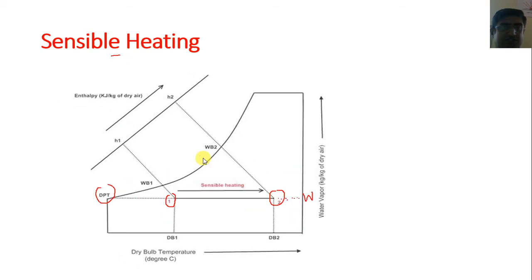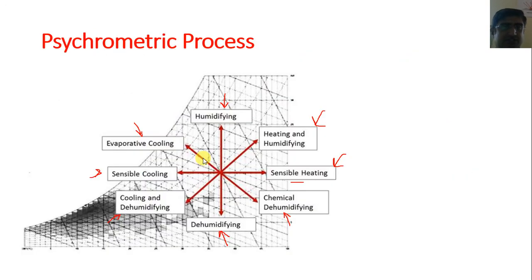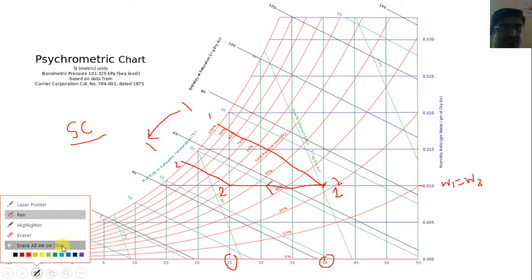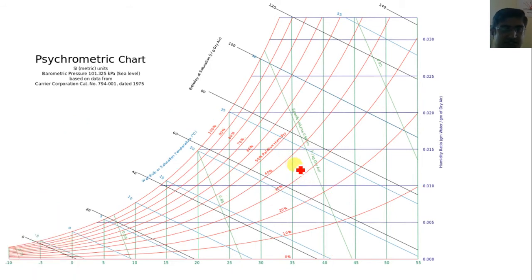Now the next one is the humidification process, or you can say the humidifying process. So what happens in the case of the humidification process? Let's understand. First of all, here is point number 1, and if we are doing the humidification process, then we must go straight vertically upward. So here is point number 1 and here is point number 2.